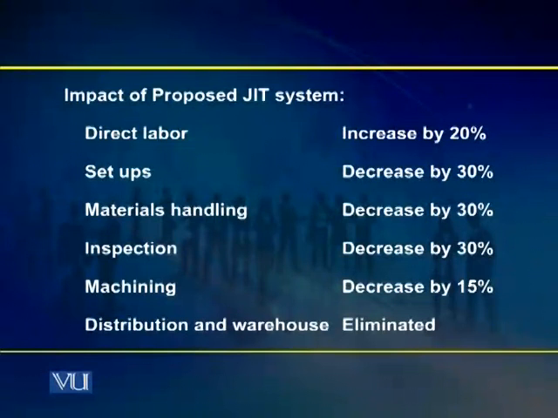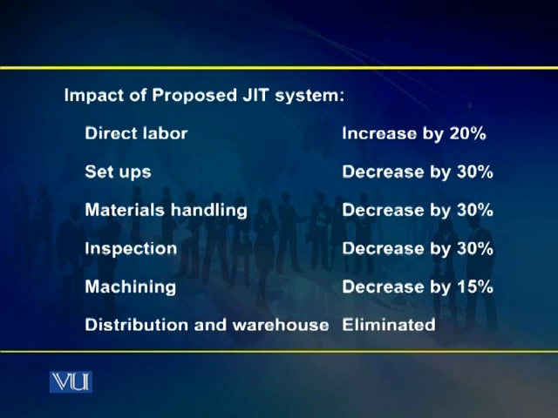This is showing you what cost changes will occur when there is a proposed JIT system and if that is implemented. Direct labor is going to increase by 20%. Setup is going to decrease by 30%. Materials handling decrease by 30%. Inspection decrease by 30%. Machining decrease by 15%. Distribution and warehouse cost will be eliminated.